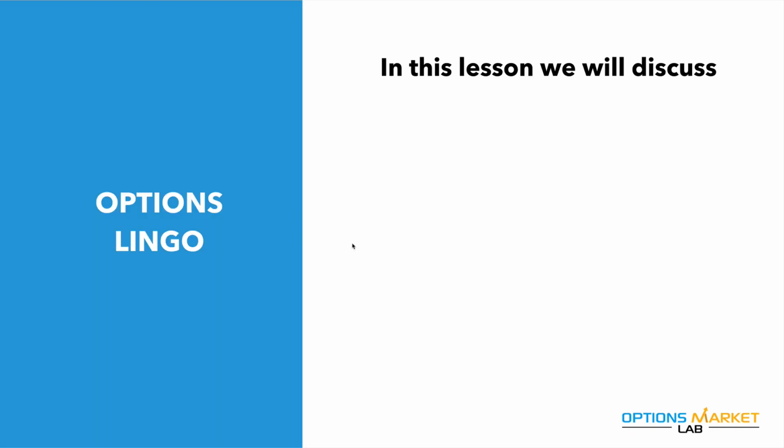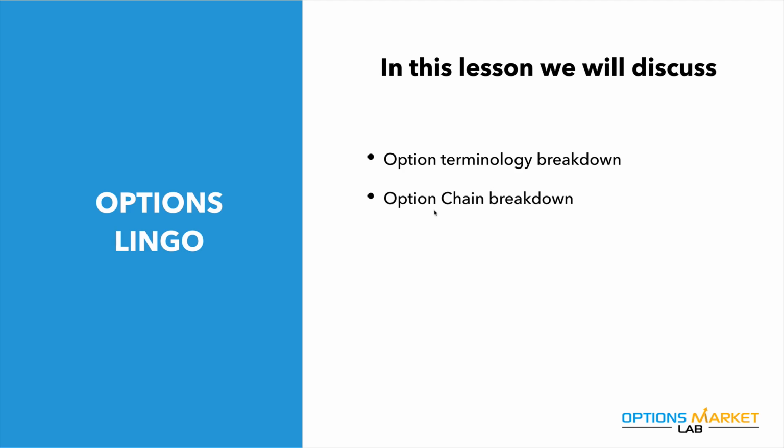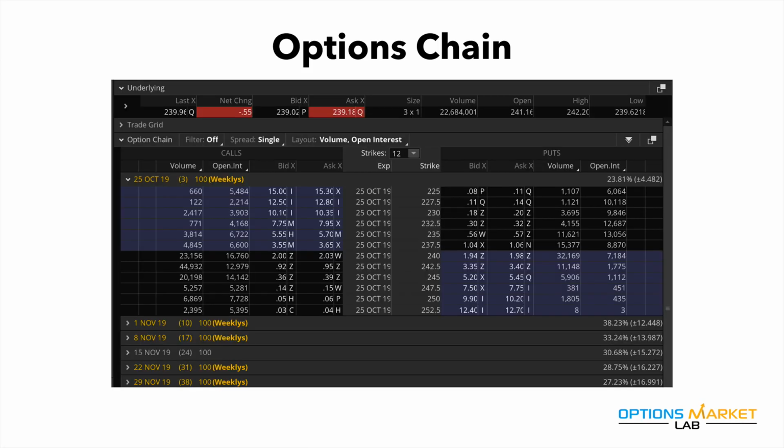In this video, we will be going over the options lingo. We have this section divided into two parts. We will start by going over the options terminology. We will break down some of the terms and some of the words that are used in the options trading world. Also, we will be going over the options chain, how the information is displayed, and I will also go over how to properly look at calls and puts on the options chain. Let's start by going over the options chain.